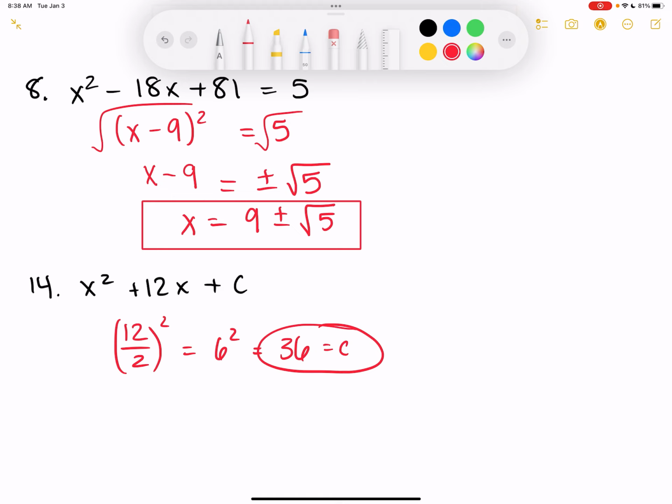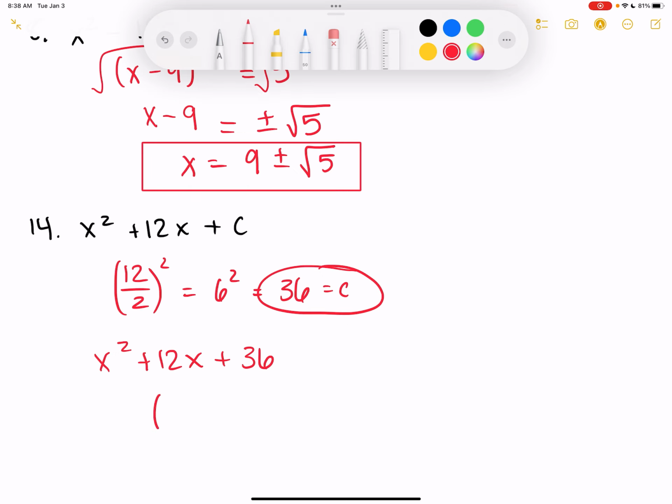Then it wants us to write the expression as a square of a binomial. So basically, replace c with 36 and factor it. So x squared plus 12x plus 36 would factor into what? X plus 6 squared. With a problem like this, you have to have both pieces for it to be completely right.